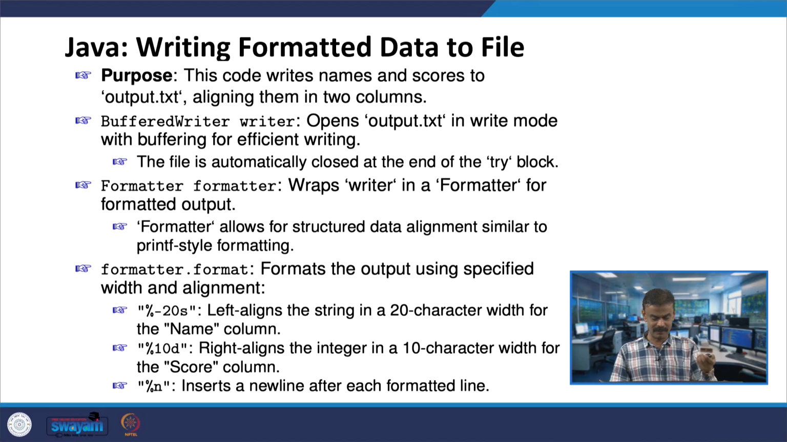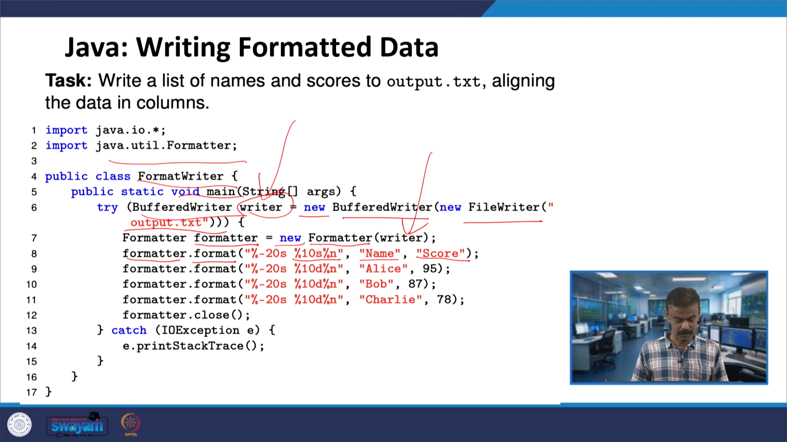So, here we are using the C code %-20s and similarly %10s. One is for the name, where we have 20 characters, and score where we have 10 characters. That means up to 10 characters for the score, and up to 20 characters for the name. So, that is the meaning.